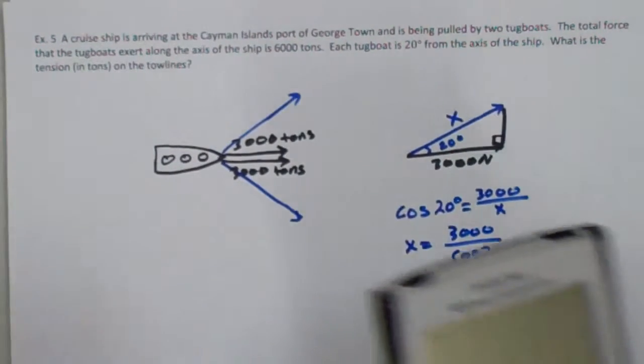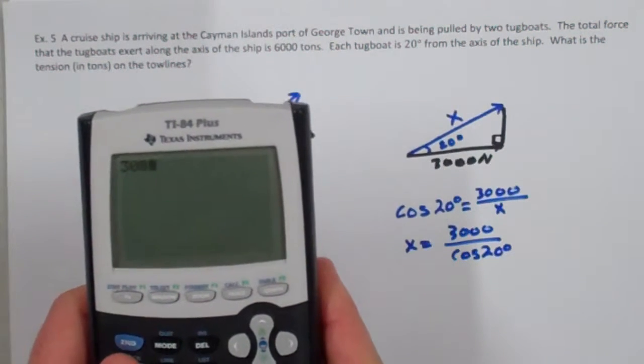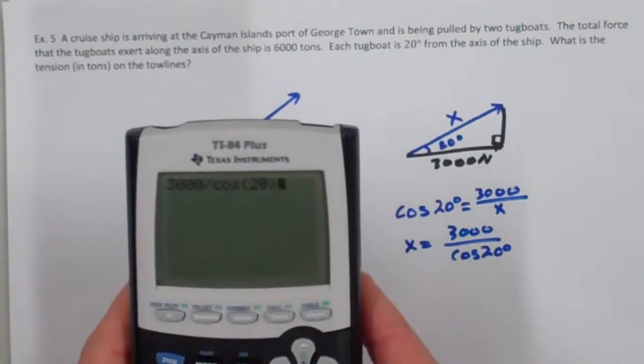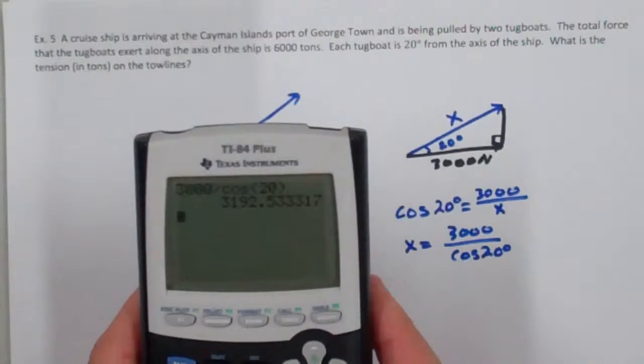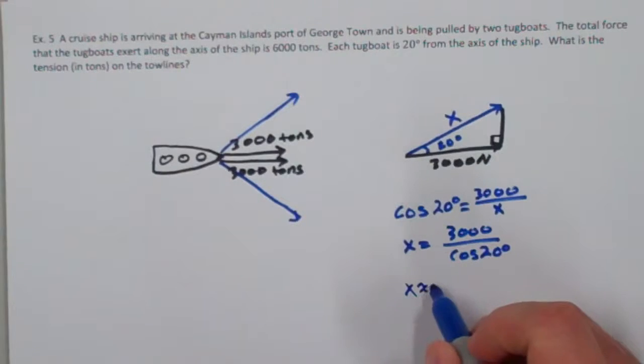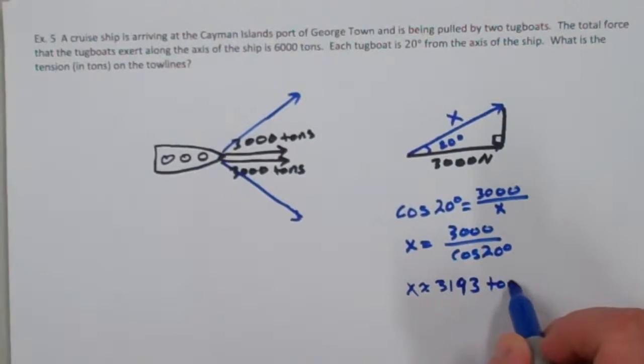So we can go to our calculator and type that in. 3,000 divided by the cosine of 20. That'd be 3192.5, so 3193 maybe. So x is about 3193, and that's in tons.